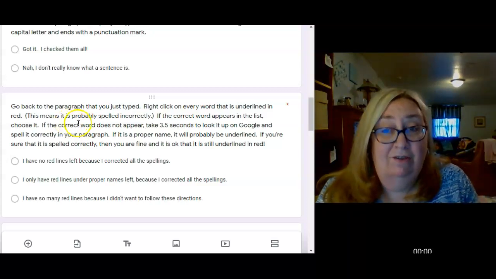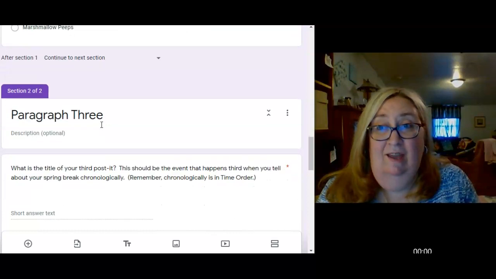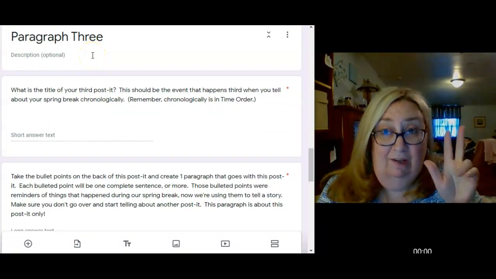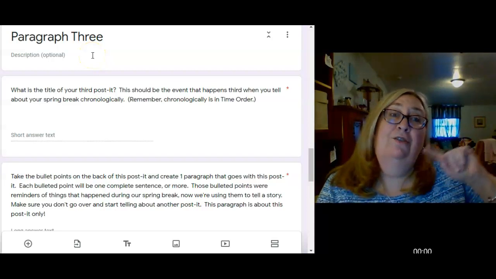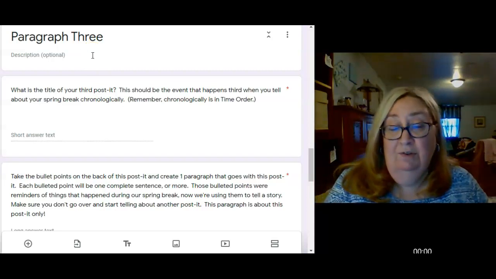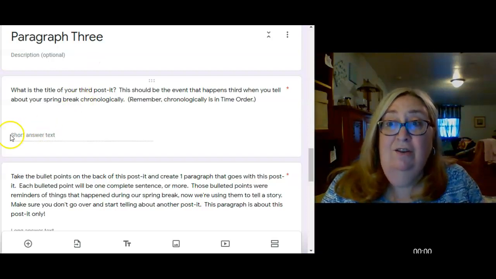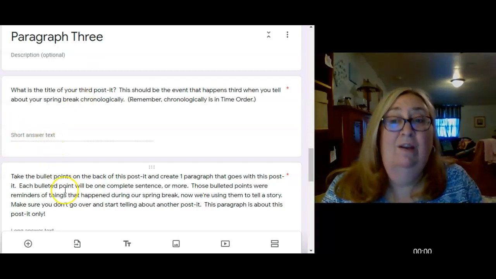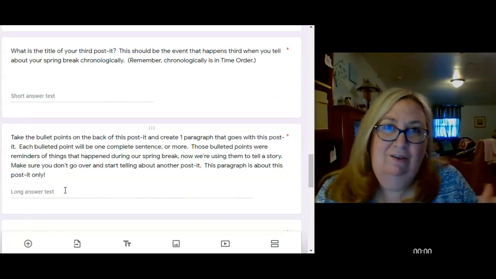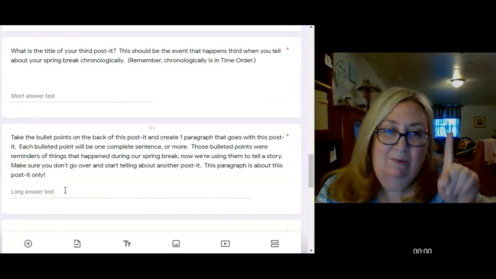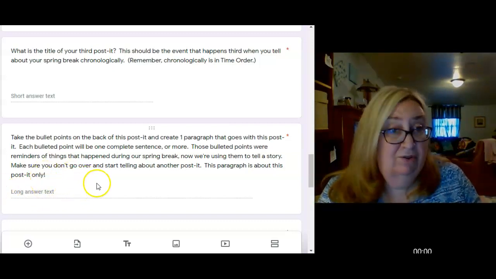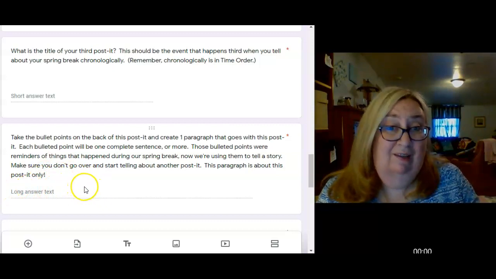Okay, then you're going to go to the next section of this and you're going to do the same thing, but now you're going to do paragraph 3. So you're going to take your third post-it note and this is the event that happens third when you're telling your story chronologically. You're going to give me the title of the post-it note. You're going to turn that post-it note over, get those bullet points, write at least one sentence with each bullet point. Tell me the story of what happened in that picture that you drew. And you're going to do it here.